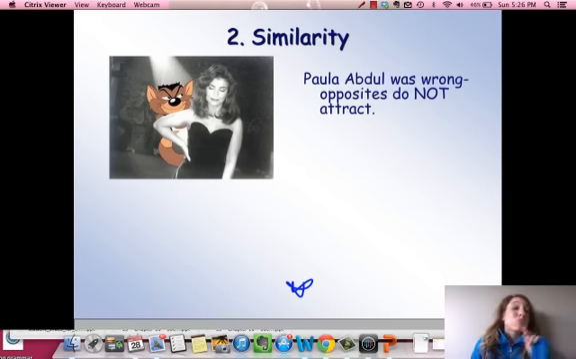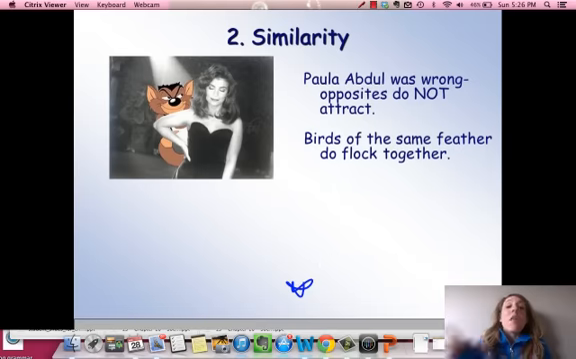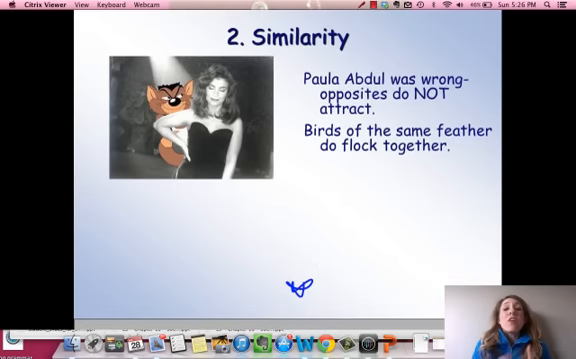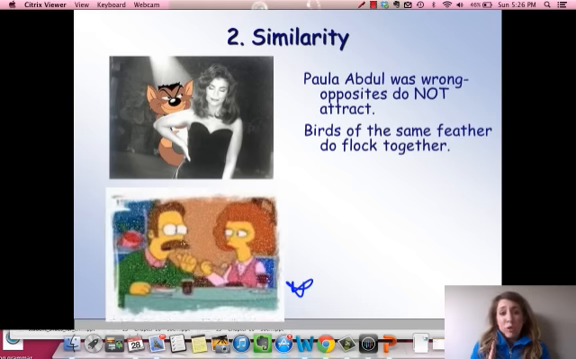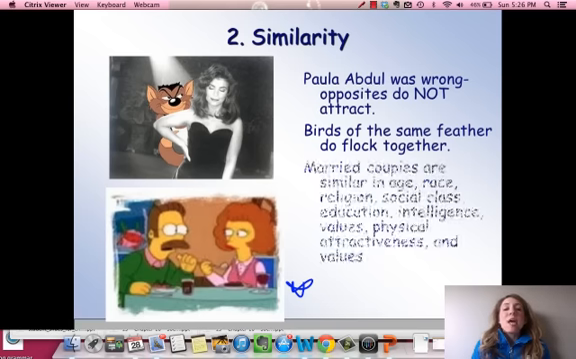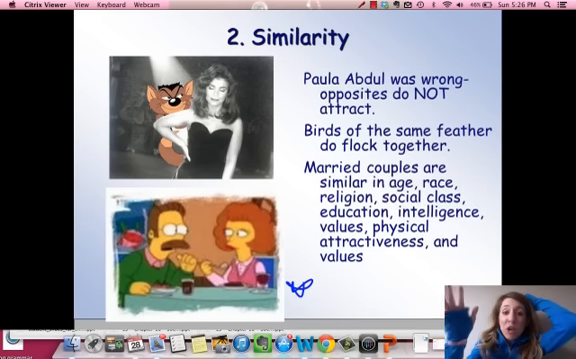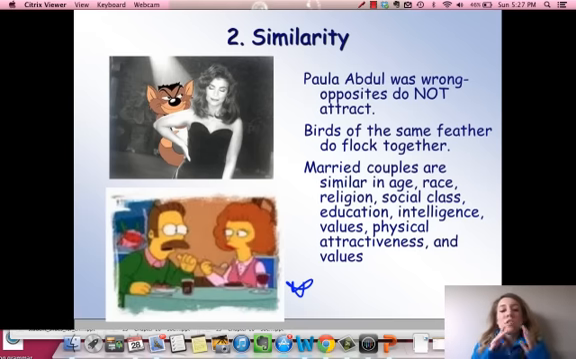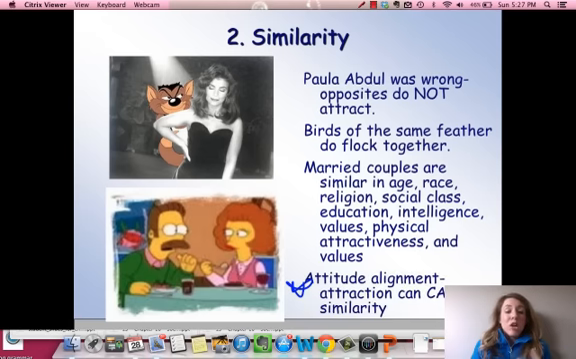Similarity. Paula Abdul was wrong. Opposites do not attract. Opposites attract, and you know that's wrong, okay? Birds of a feather flock together. That is true, all right? So the idea here is that married couples in general are more similar in age, race, religion, social class, education, intelligence, values, and physical attractiveness, right? Than they're dissimilar. And this can mean a couple of different things.